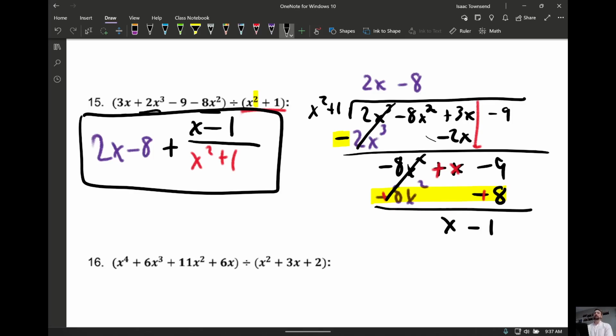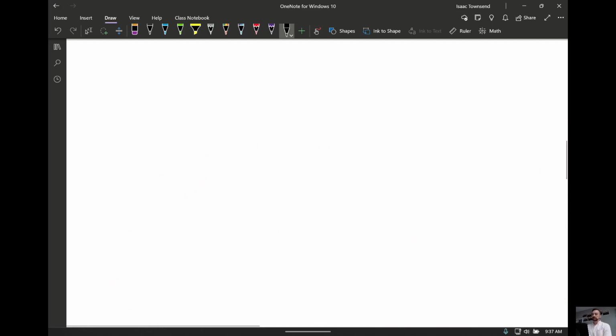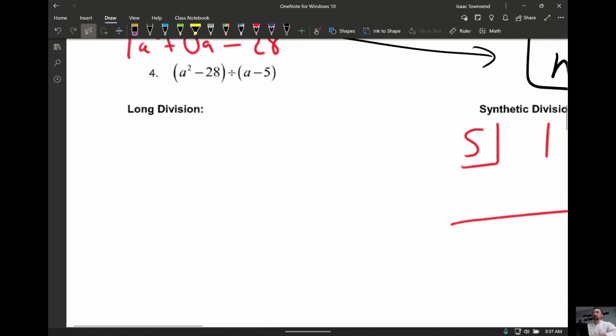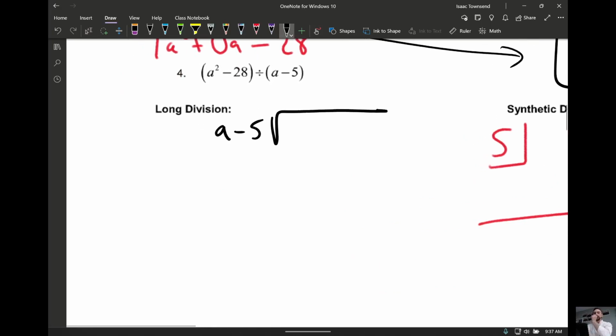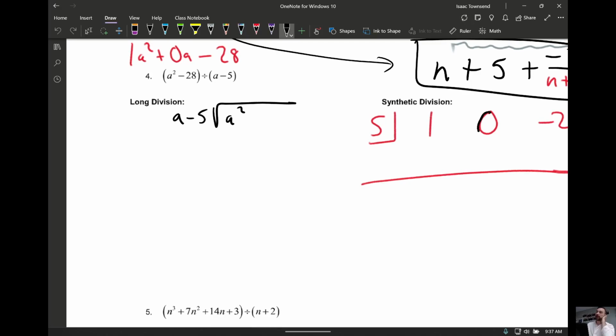Can you go over the long division on number 4? Long division on number 4. So this has to go on the outside. This needs to go on the inside. Now, kind of like synthetic division, you have to say that you have 0 a's.